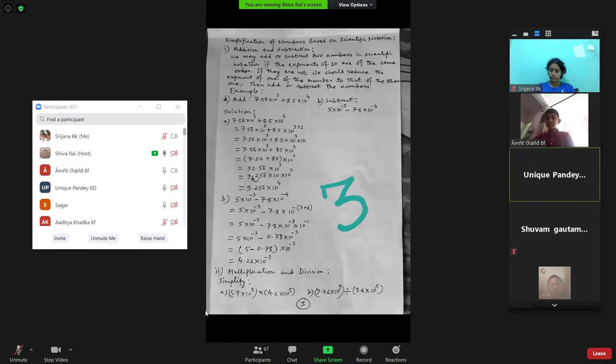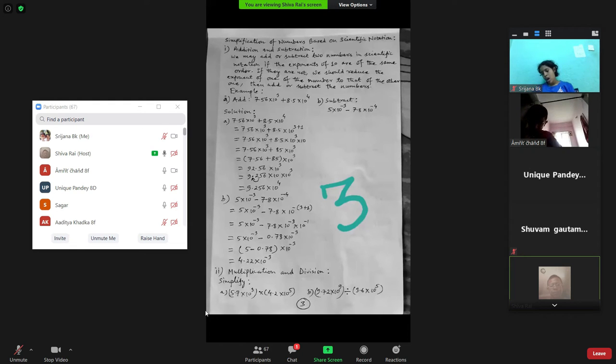So now you look here at the power. In the first term also 10 to the power minus 3, and in the second term also 10 to the power minus 3. Take the common 10 to the power minus 3. From the first term, 5 is left, minus, and from the second, 0.78 is left. Now you subtract: 5 minus 0.78 is 4.22.